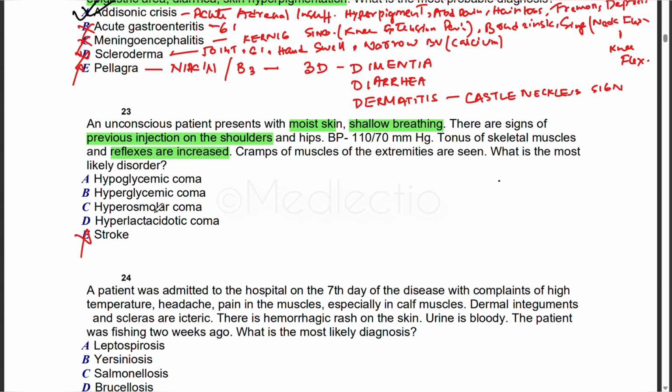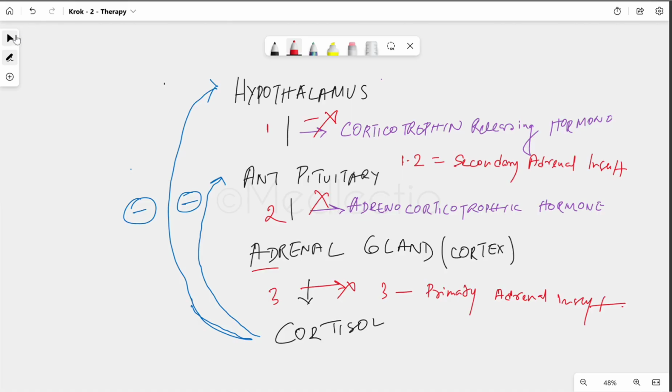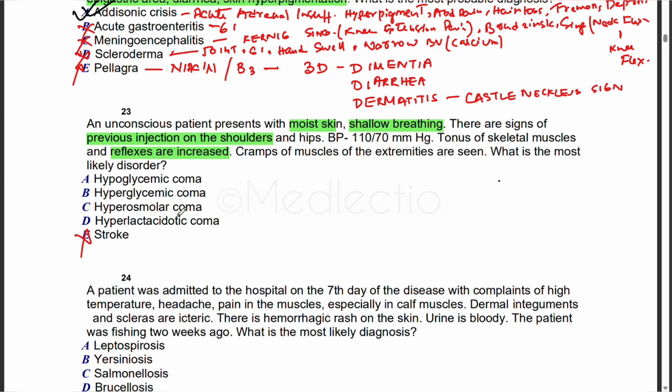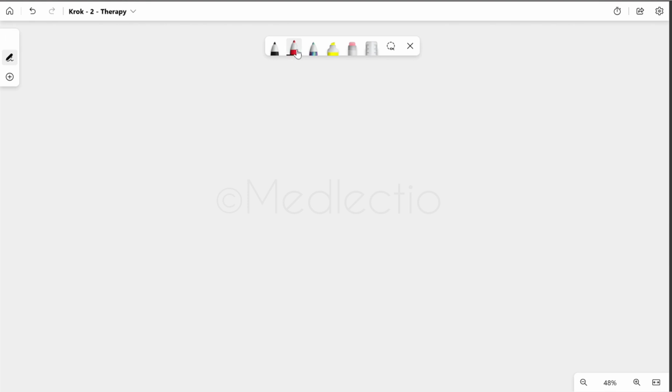So we have four types of coma. So basically, if we think previous injection in shoulder and hips, the patient may be taking insulin injections. And the side effect of insulin injection can be, as we know, hyperglycemic, or hyperosmolar. It should be hypoglycemic, but we will talk about these things in a little more detail. How can we differentiate between them? If you apply common sense here, your answer is hypoglycemic coma. But you need to confirm. You need to know the things in depth.